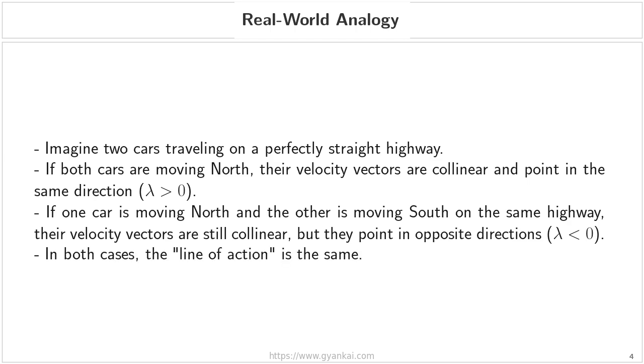In both of these cases, the line of action, the actual path the cars are following, remains the same. This perfectly illustrates that collinearity is about the path and the parallel nature of the vectors, regardless of whether they point in the same or opposite directions. Now that we have this intuitive grasp, let's move on to some concrete, step-by-step examples to see how we apply this to actual vector components.